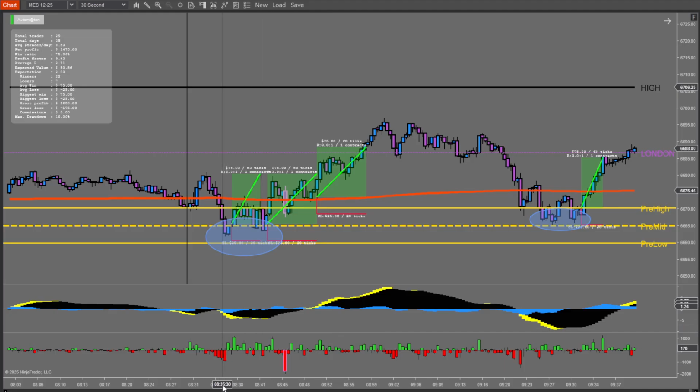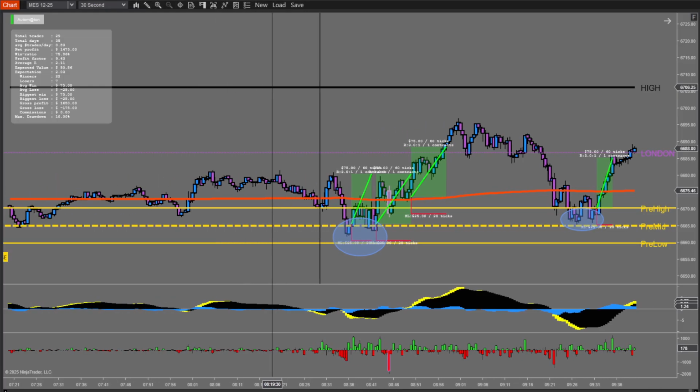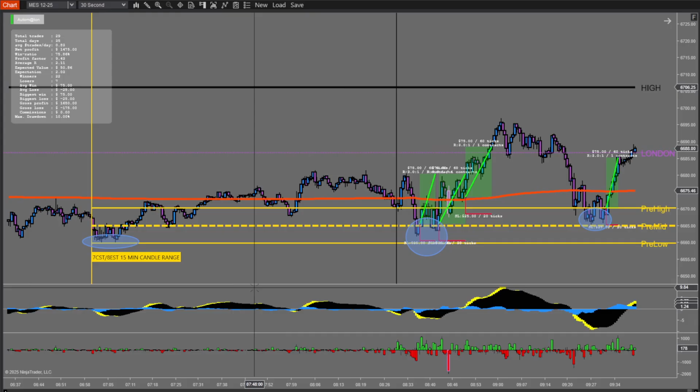Today we're going to be talking micro ES futures and a 3-to-1 reward risk ratio strategy that I've been studying and trying to make my own and develop it into something that is sustainable over the long term.